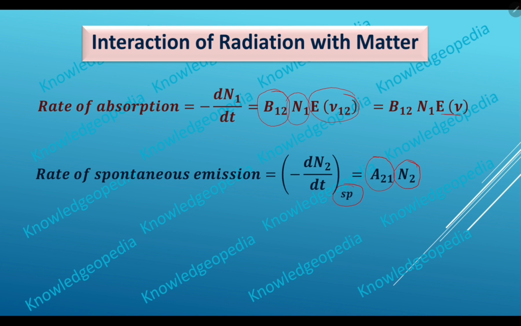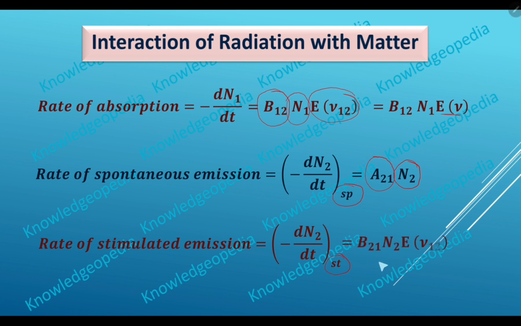The third process which we have already discussed is stimulated emission, and the rate of stimulated emission is equal to minus dN2 by dt, where ST denotes stimulated emission. For this we have obtained B21 N2 E nu 12. B21 is the Einstein coefficient of stimulated emission, N2 is the population in the excited state or state 2, and E nu 12 is the energy density. Further, we have substituted this E nu 12 as E nu for convenience of calculation.